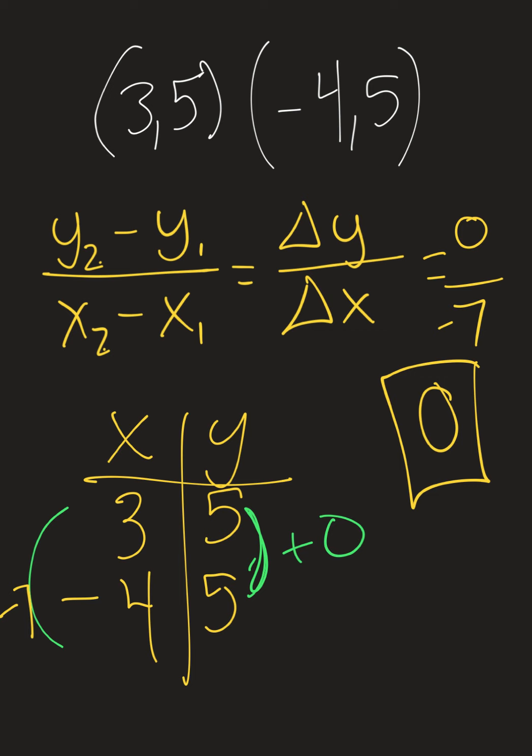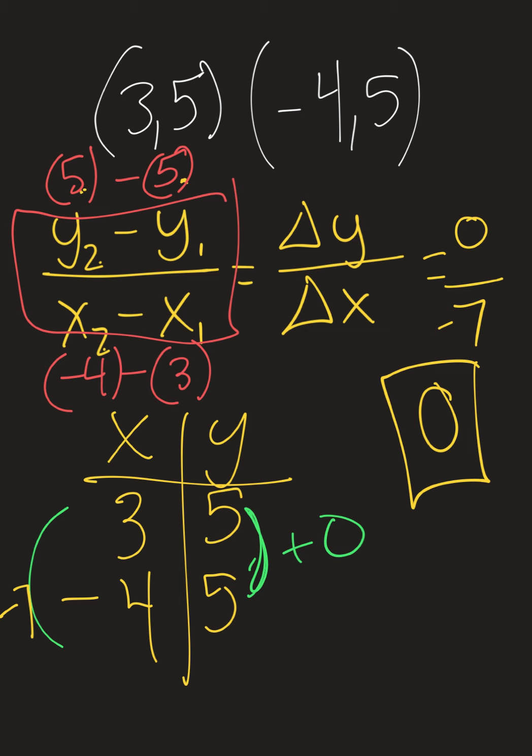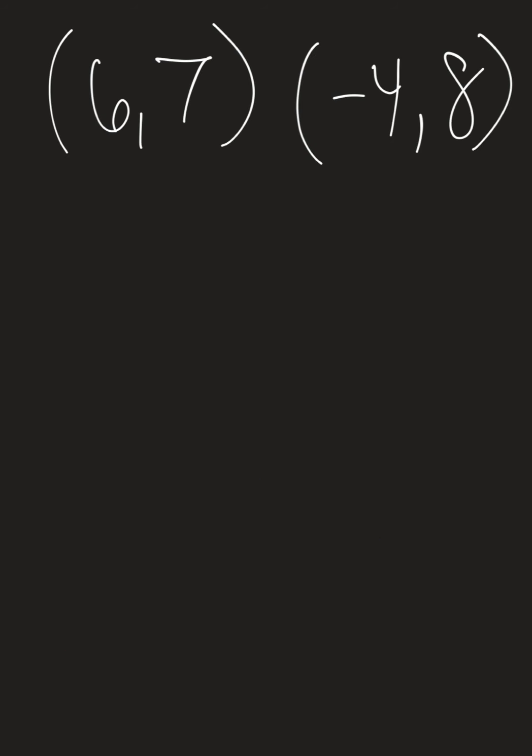But if you look at this, I could say 5 minus 5. So y2 minus y1, 5 minus 5, over negative 4 minus 3. And that will get me the same end result. However, memorizing a formula is much less simple than just creating a table out of 2 points.